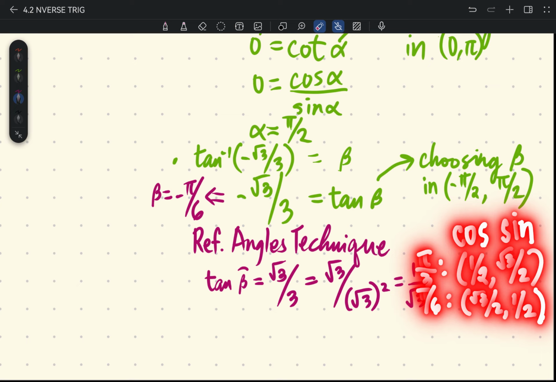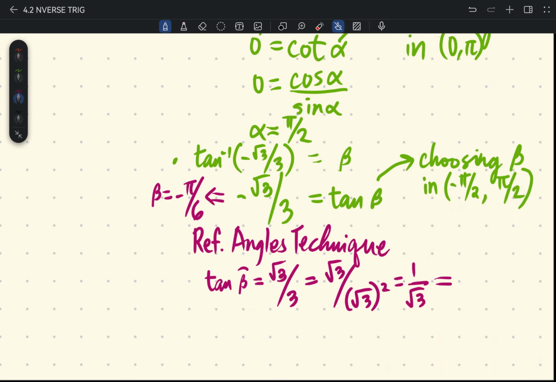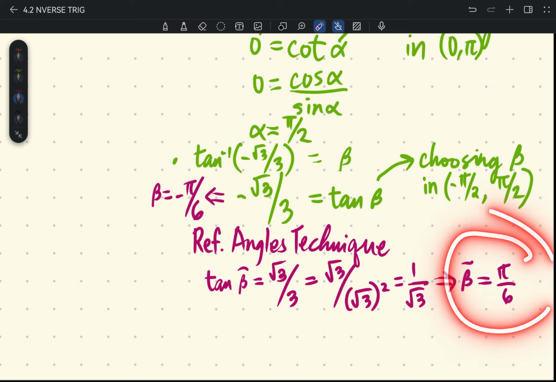And as you can see, if we choose pi over 6, you have 1/2 divided by square root of 3 over 2. So that's times 2 over square root of 3, which gives us 1 over square root of 3. So we now know that from this one, beta bar equals pi over 6. And so this is the solution corresponding to quadrant 1.